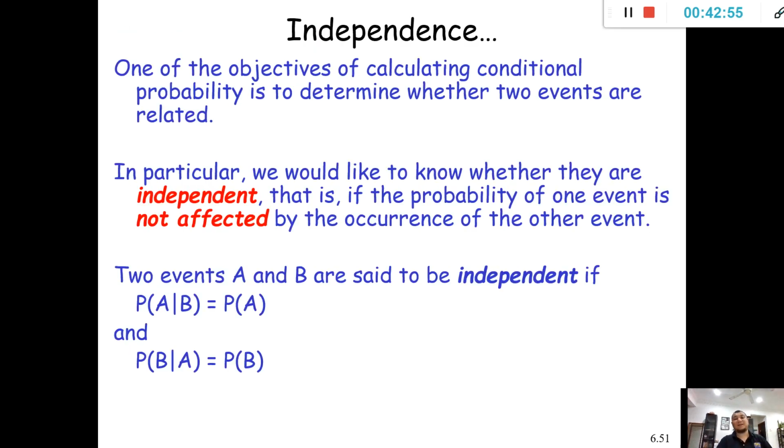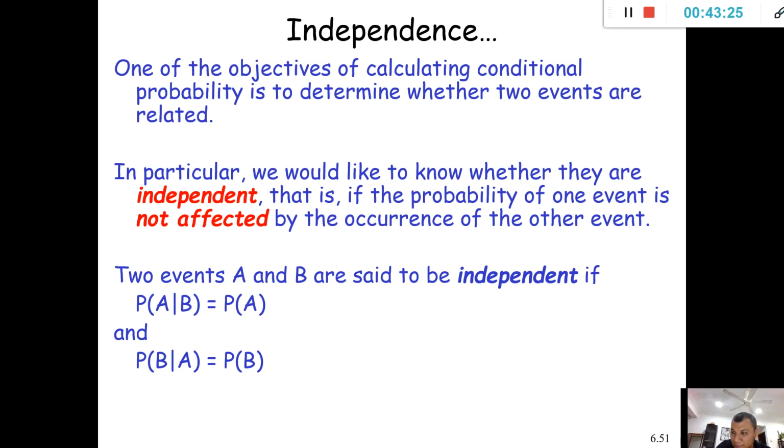So independence. One of the objectives of calculating conditional probability is to determine whether two events are related. In particular, we would like to know whether they are independent. We want to know whether two events A and B are independent, meaning that P(A) doesn't depend on B and vice versa.